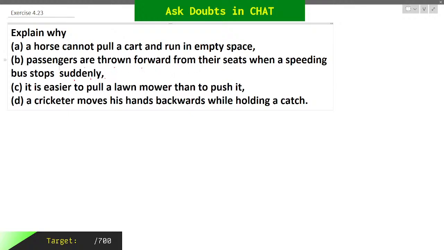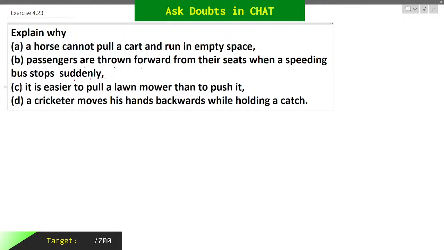The second question is, passengers are thrown forward from their seats when a speeding bus stops suddenly. Here, since the passengers are not bolted strongly and fixed onto the seats, they are acted upon by inertia. Initially the bus would be moving with some velocity, and when the brakes are applied, the bus goes still, but the passenger's body still continues to move at that speed, so it doesn't stop suddenly, it moves forward some distance and then stops.